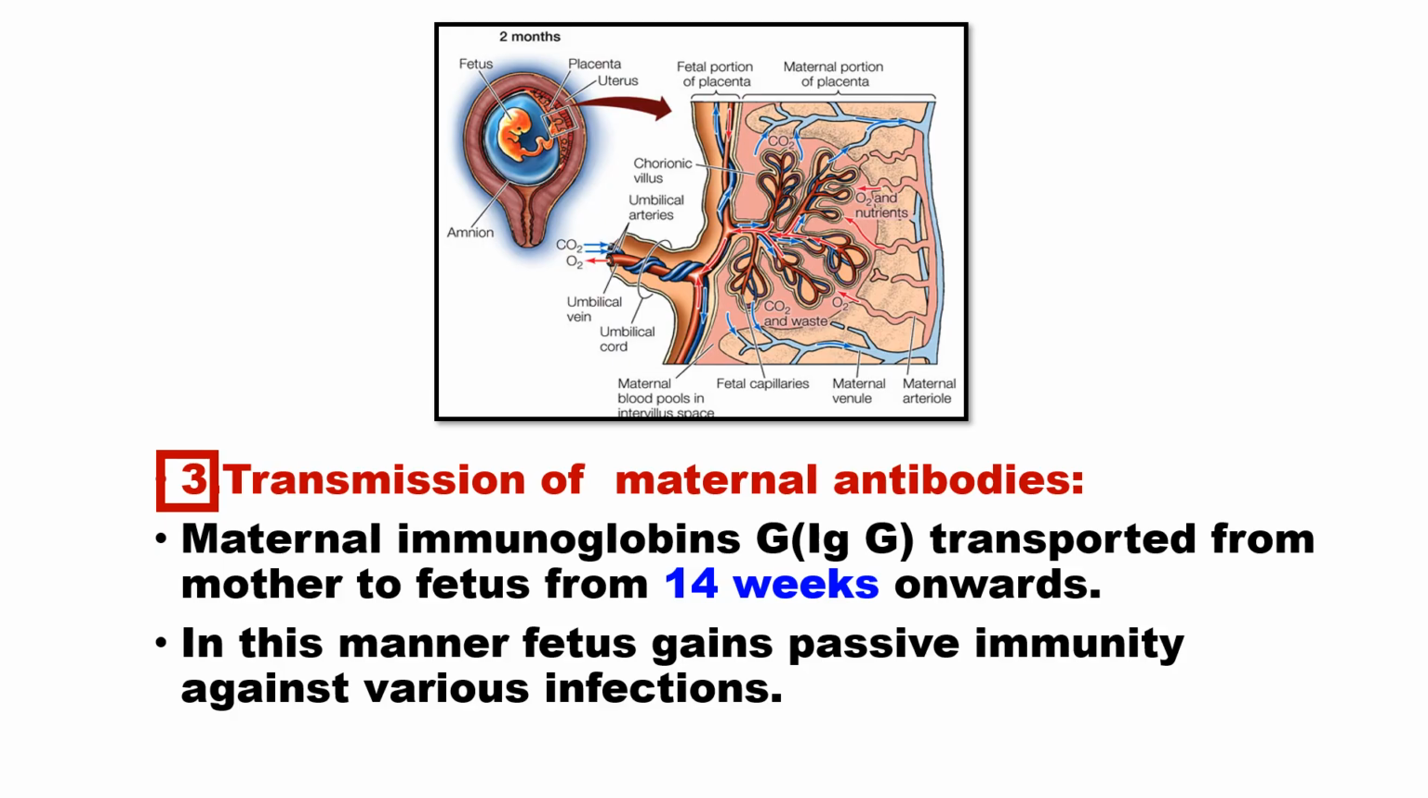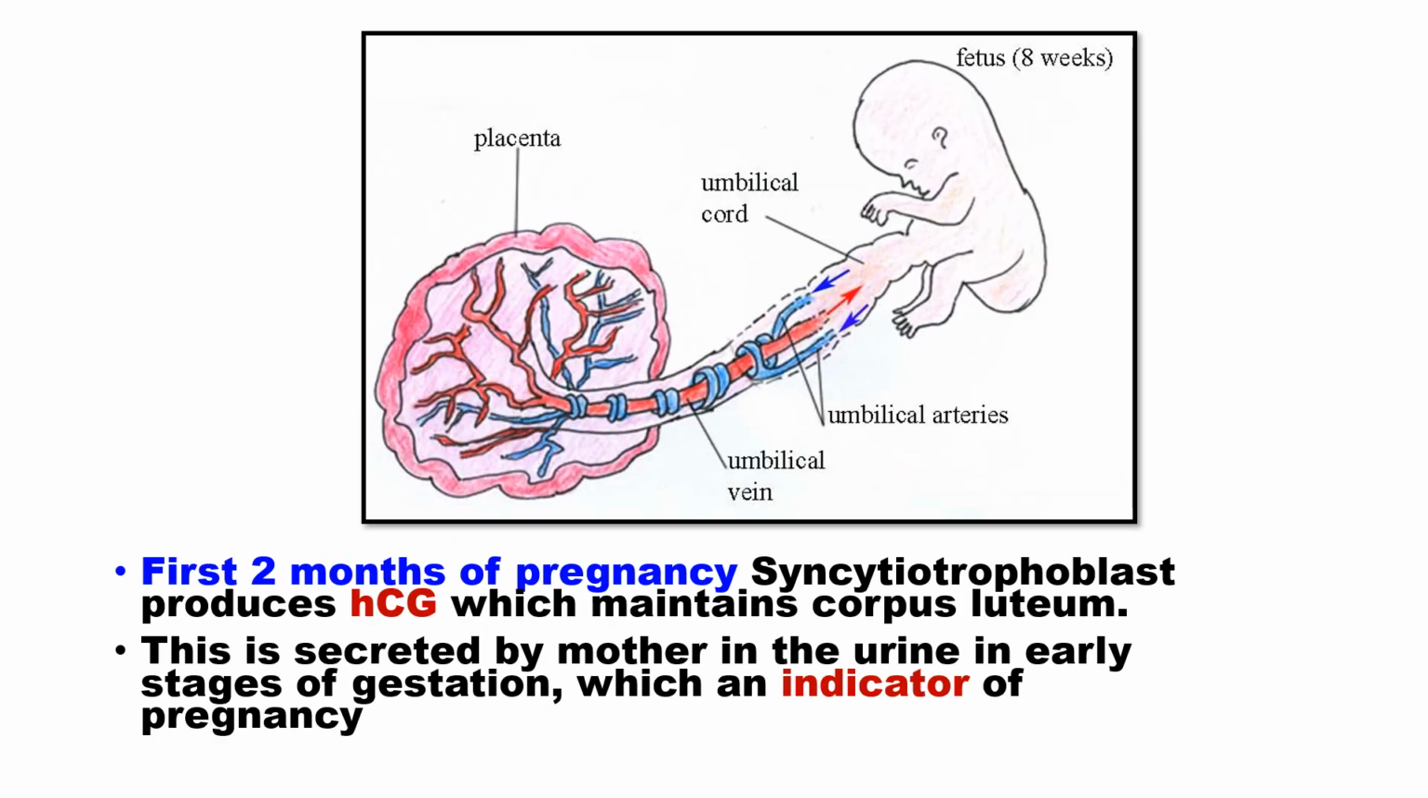Transmission of maternal antibodies: immunoglobulins are transmitted from the mother to the fetus from 14 weeks onwards. In this manner, the fetus gains passive immunity against various infections. In the first 2 months of pregnancy, syncytial trophoblasts produce human chorionic gonadotrophin, which maintains the corpus luteum. This is excreted by the mother in the urine in early stages of gestation, which is an indicator of pregnancy.